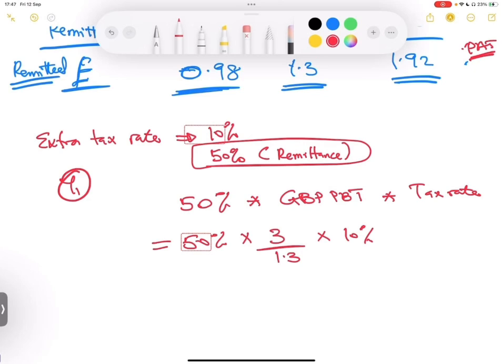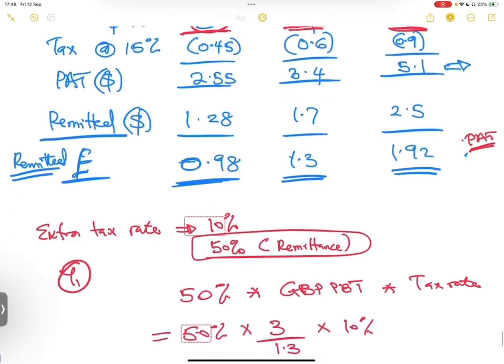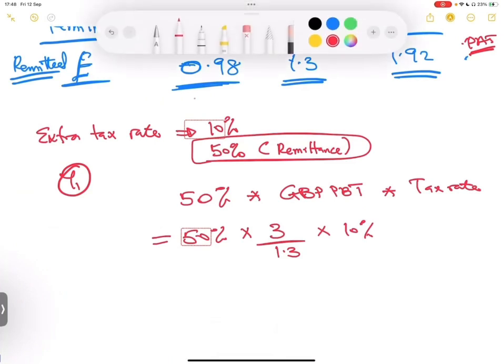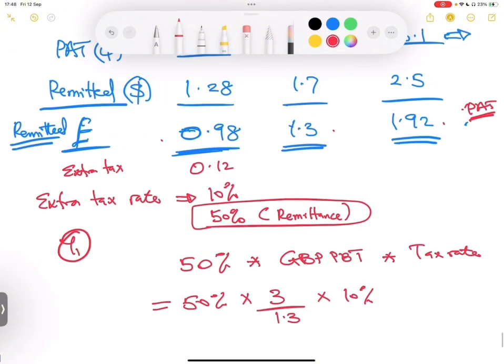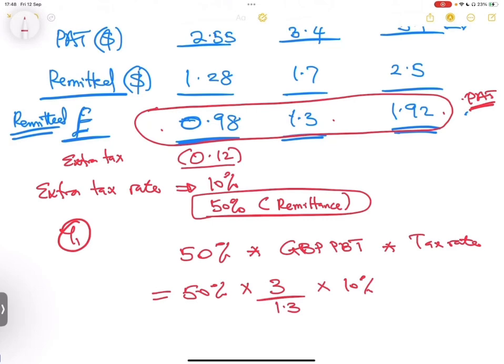Which means for my year one, I have 0.1 times 0.5 times 3 divided by 1.3, and that is 0.12. So my extra tax is 0.12. So even when they are giving me 0.98, 1.3, 1.92, I still have extra tax now. So when you are doing your cash flow and NPV calculation, you cannot just stop here and say this is the money coming into the parent. You need to consider the extra tax that would be paid.